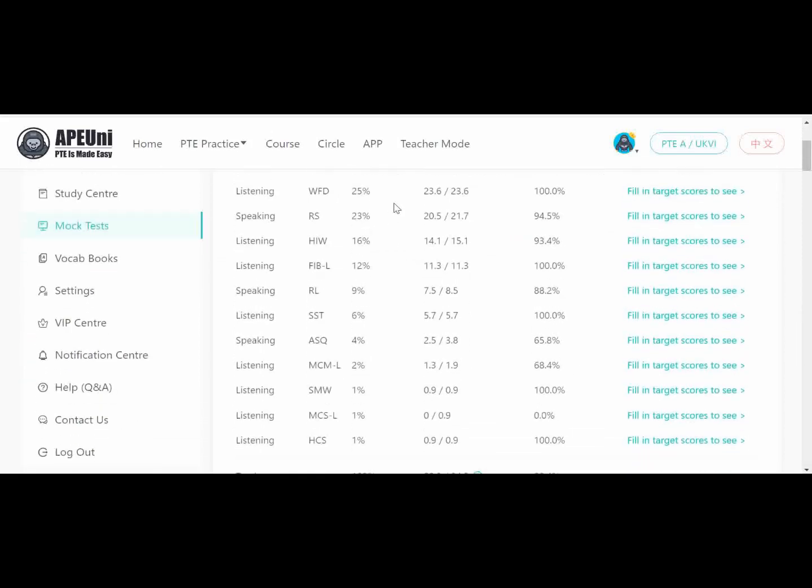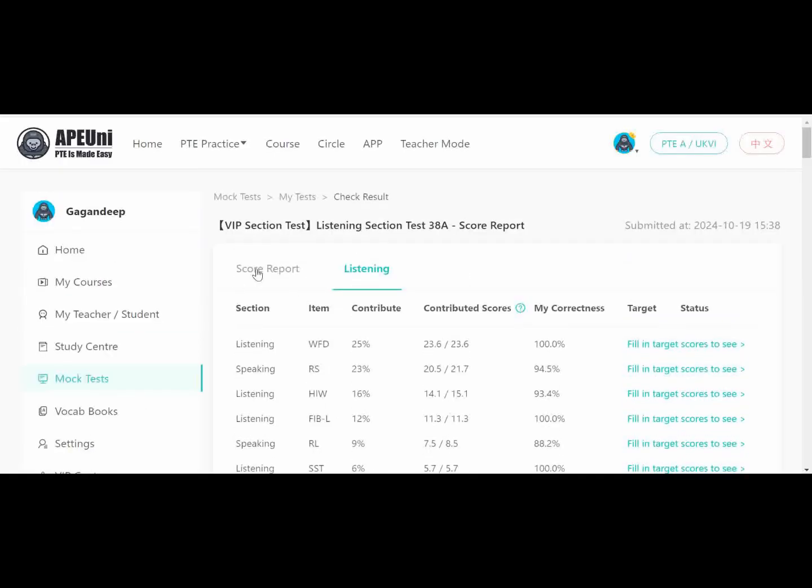So listening, write from dictation, repeat sentence, highlight incorrect word. Listening, filling the blanks, then retell lecture, then summarize spoken text. So this is the percentage of the score, and this is the overall score.